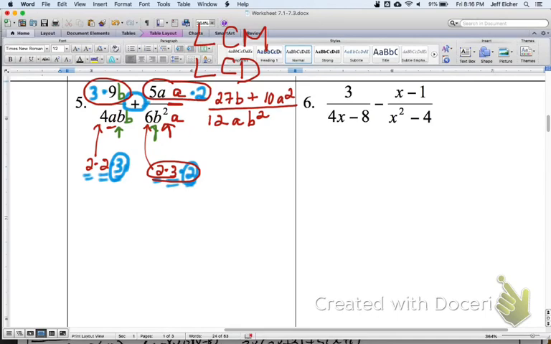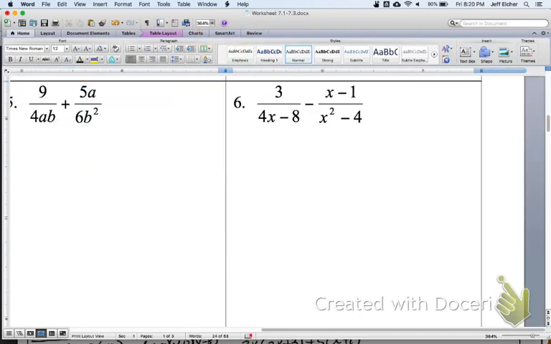And these terms in the numerator, 27b and 10a squared, those are not like terms. So it looks like this is our final answer, adding those fractions. Number 6. Again, what operation are we asked to do? We're asked to subtract, so we need the lowest common denominator, LCD.